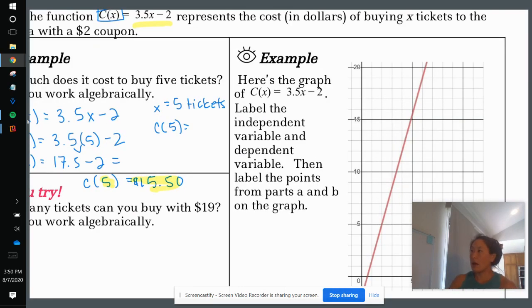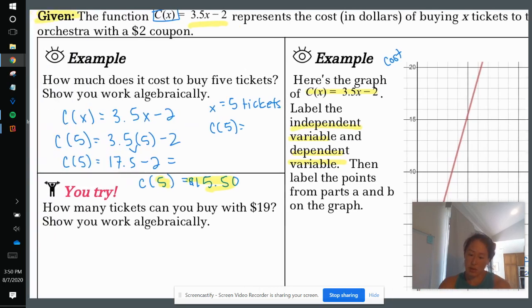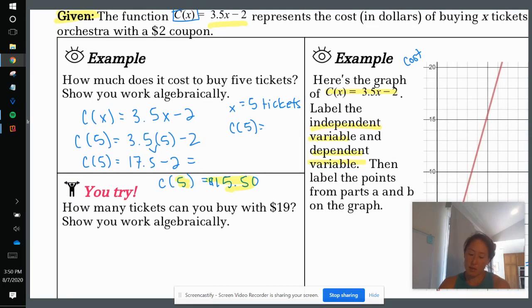All right, we have the graph of the function C of x is equal to 3.5x minus 2. We're going to label the independent variable and then the dependent variable. The independent variable is the x. That is, x is equal to the number of tickets. The dependent variable, y, is equal to the cost of the number of tickets. All right, then we don't really have parts A and B, but we can definitely graph from this point here.